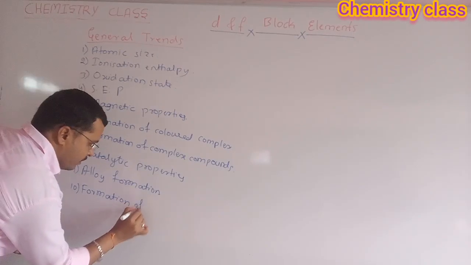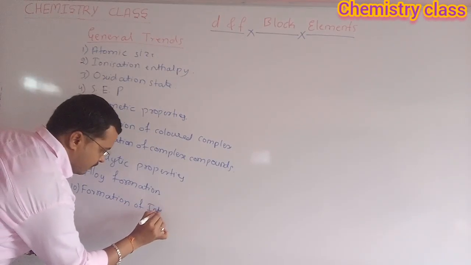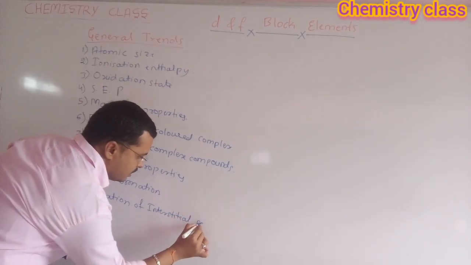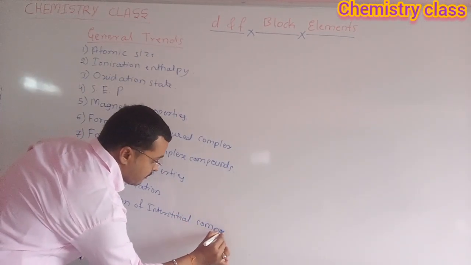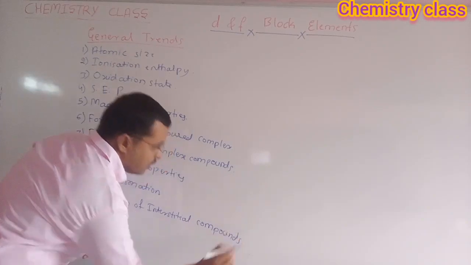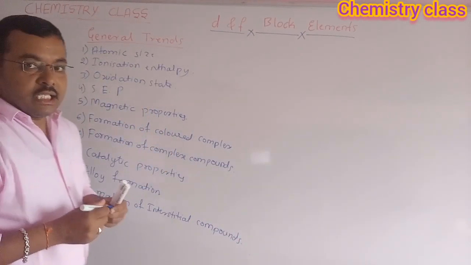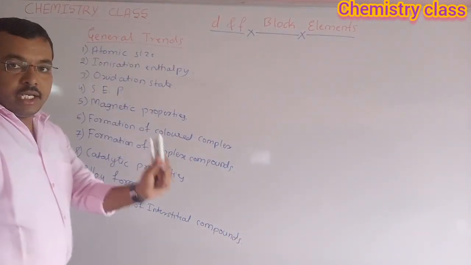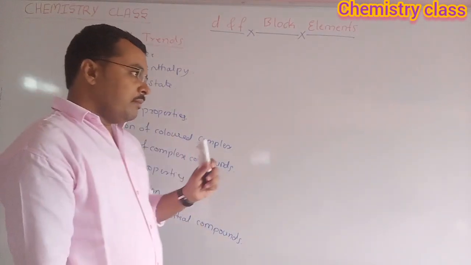Formation of interstitial compounds. These are the general trends or properties we can find in the periodic table of the D block elements.